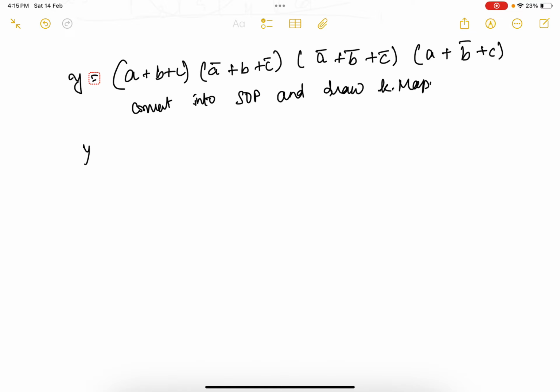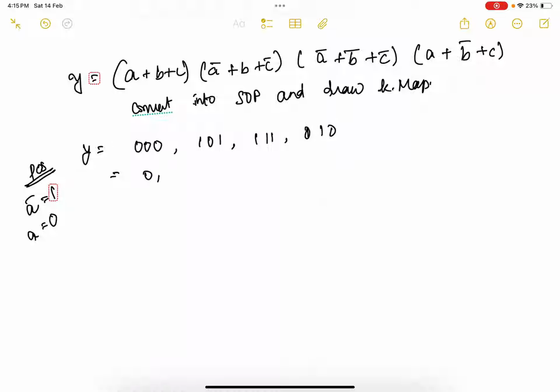What will you do? First you take the equation. The given equation is a POS equation. In your POS equation, A bar equal to 1 and A equal to 0. So this is nothing but 1 0 1, 1 1 1, and 0 1 0, because wherever bar is there, it should be written as 1. So the equivalent is what here? This is 5, this is 7, this is 2.